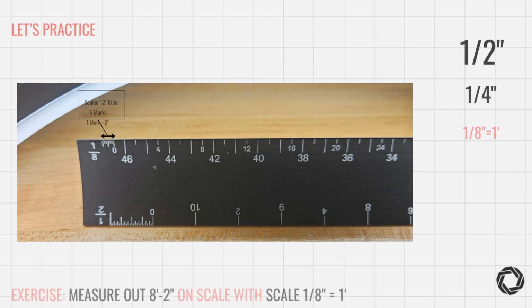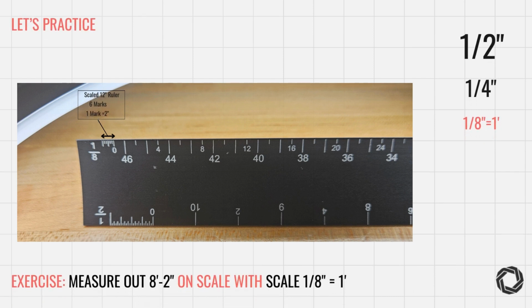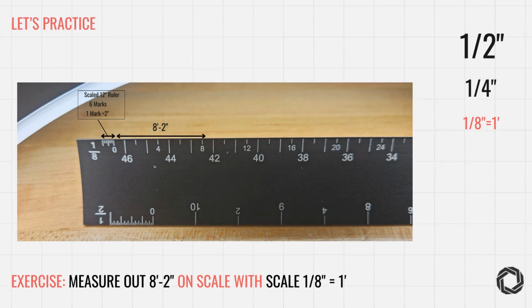Now let's practice. The exercise for this page is to measure out where you think 8 feet and 2 inches would be located on the 1/8 scale. Now that you've found the interval, you can easily see that each one mark equals 2 inches. So after I reach the 8 mark on the 1/8 scale, I slightly go over that 8th mark to represent those 2 inches that can be represented in the interval that we discussed earlier.